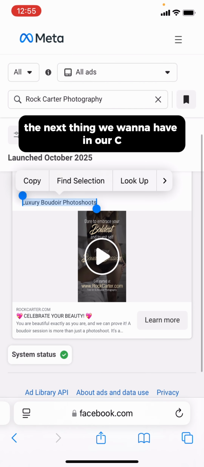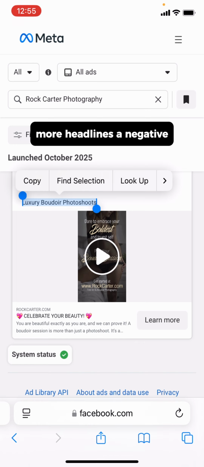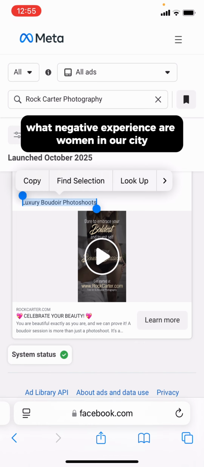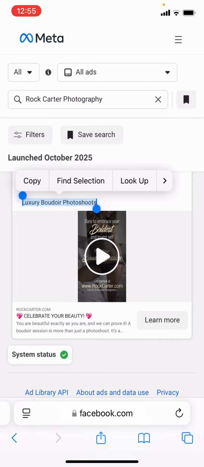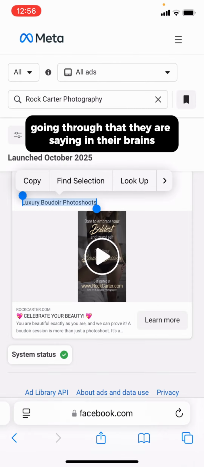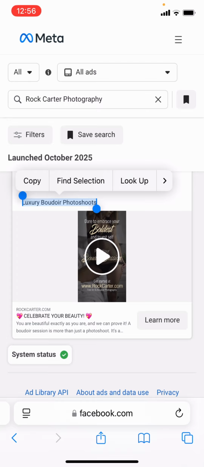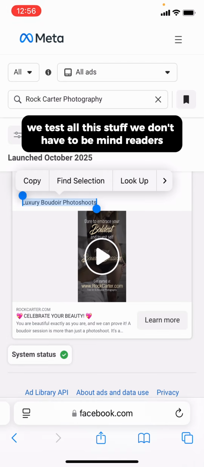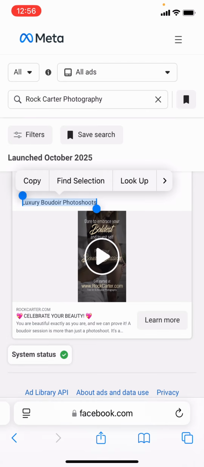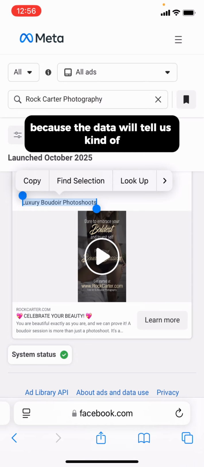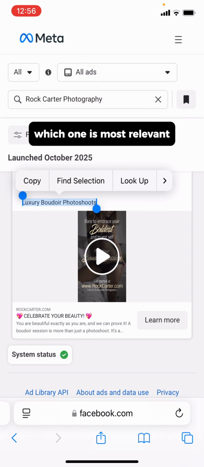The next thing we want in our See More headline is a negative. What negative experience are women in our city going through that they are saying in their brains they want to get away from? And yes, we test all this stuff. We don't have to be mind readers. We do have to have good guesses though, because the data will tell us which one is most relevant.